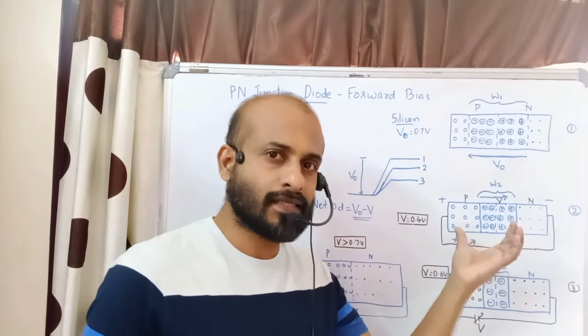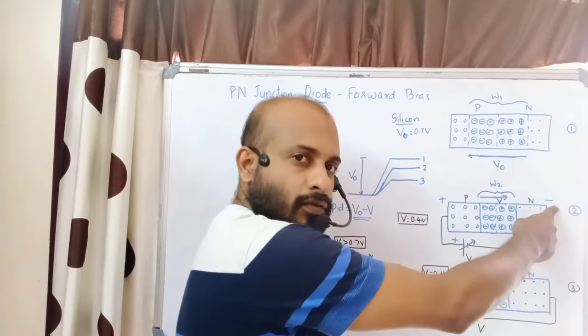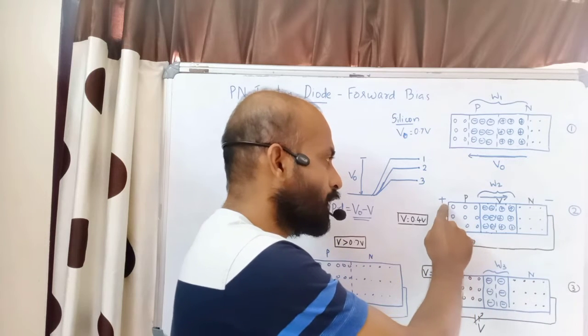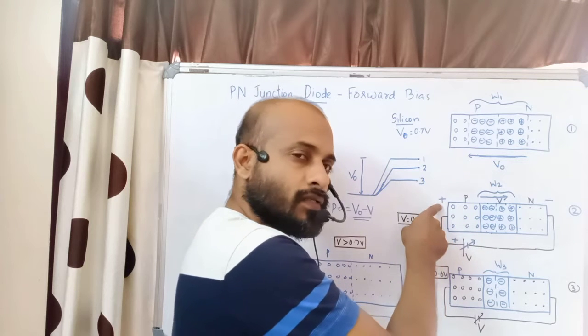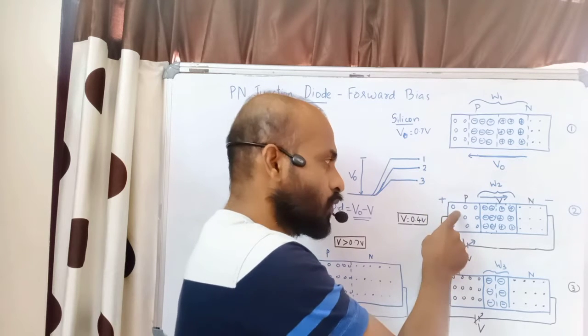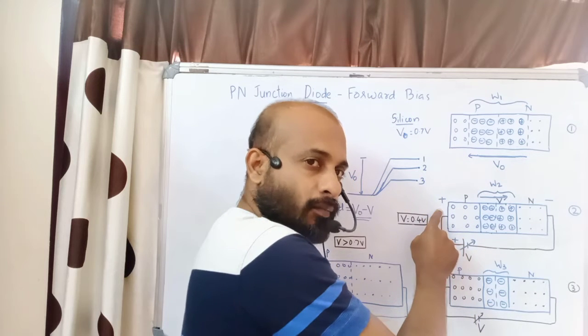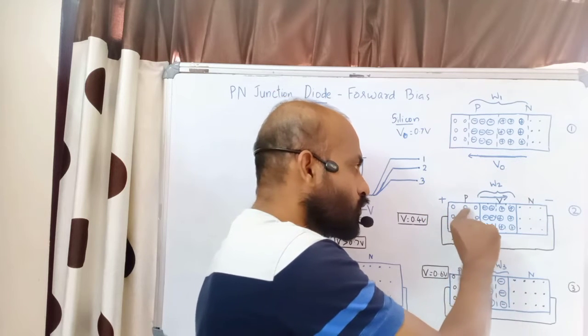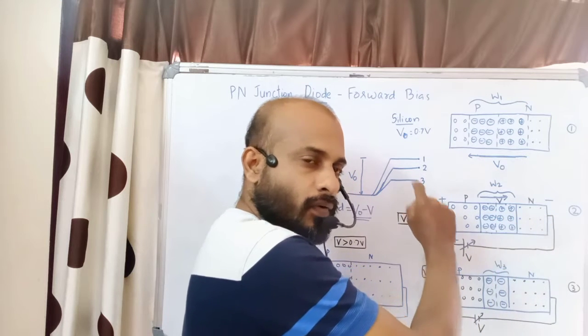So now at this condition, many electrons will be repelled from the negative side, and many holes will be repelled from the positive side. There is a pressure. The positive side pressurizes these holes to move away from this end. So these holes will move towards the junction. Electrons also will move towards the junction. So what will happen?